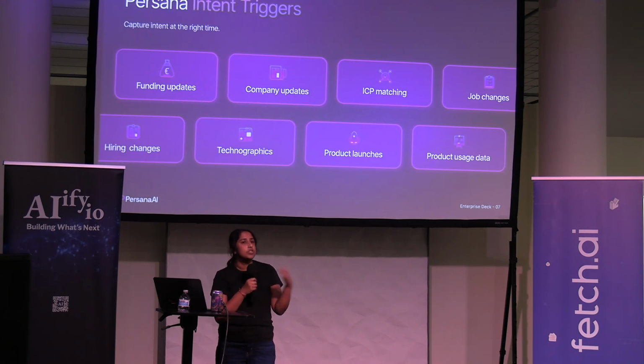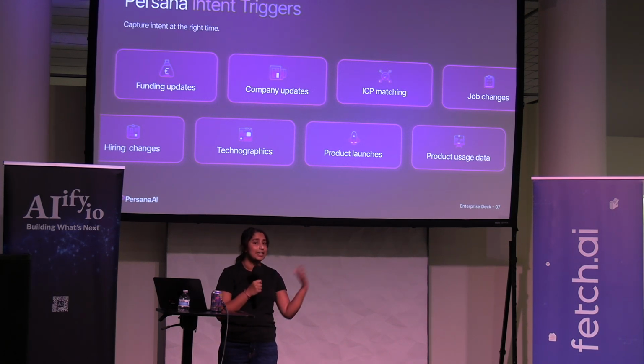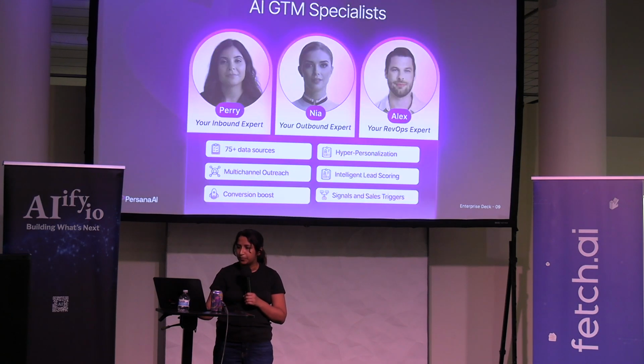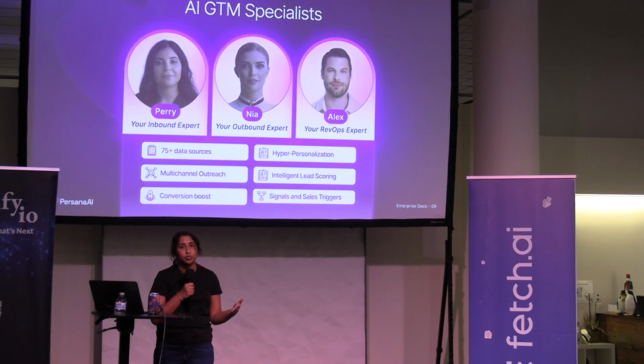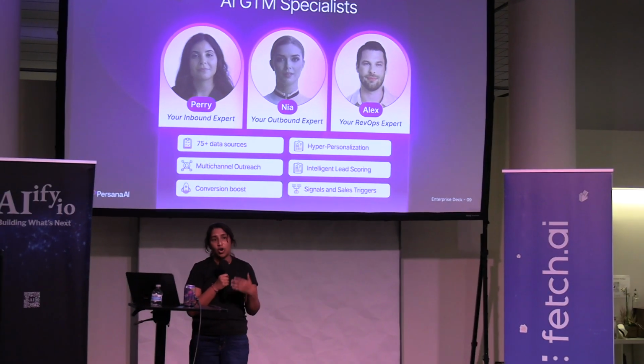On top of that, once you have the right data, you also want to capture your prospect at the right time. So Persona already has a bunch of different intent triggers, such as funding, company updates, job changes, technologies, product launches, product usage data, as well within our platform. So essentially, we're combining data providers and the timing in one platform. Finally, I'm super excited to be talking about our AI GTM specialists. So these are autonomous agents which run GTM plays on autopilot.